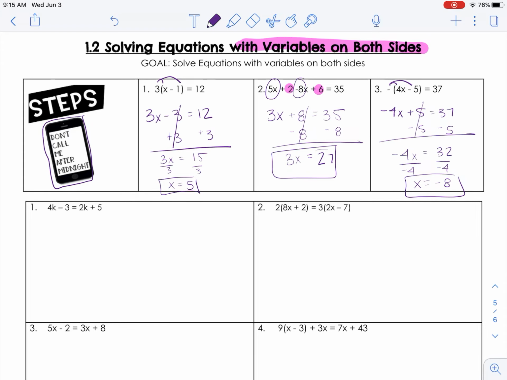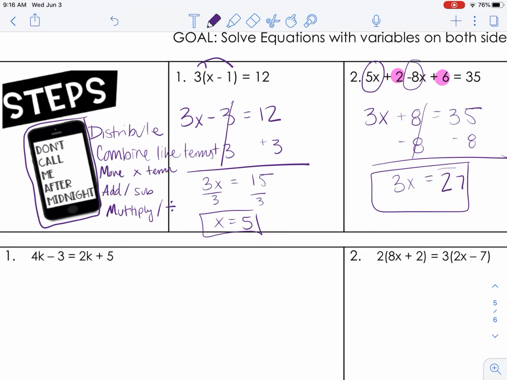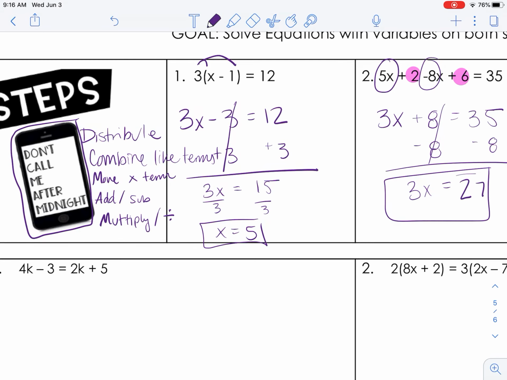Just a reminder, Don't Call Me After Midnight means we're going to distribute. Call means we're going to combine like terms. Me means move the smallest x term. After is going to be add or subtract. And midnight is going to be multiply and divide. So if you look at problems like number 1, we had to distribute last time.